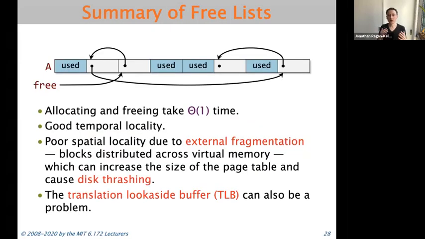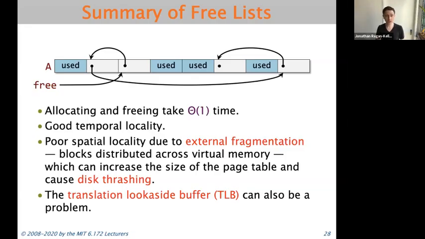All right, so that's how we can manage fixed size allocations with a free list. Again, allocating and freeing just take order 1 time. We get good temporal locality, which can lead to good cache behavior in some respect, because the things that we're going to return the next time we call malloc are going to be the things that we just freed most recently before. On the flip side, though, we get poorer spatial locality than with something like a stack.